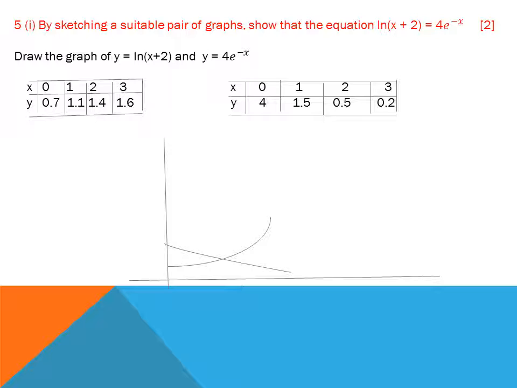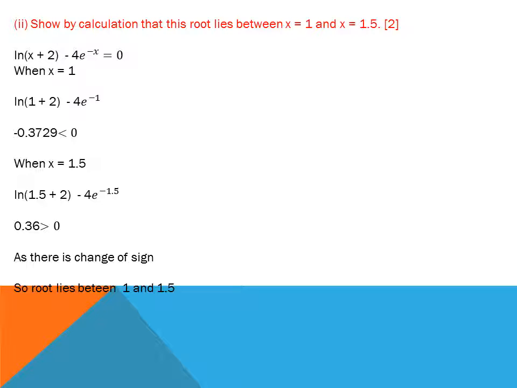I take some values of x and derive some values of y for the graph of ln of (x plus 2) and the graph of e power minus x. Hence, I draw these two graphs, which cut each other at one point only. In the second part, he is asking to prove that the solution lies between x is equal to 1 and x is equal to 1.5.